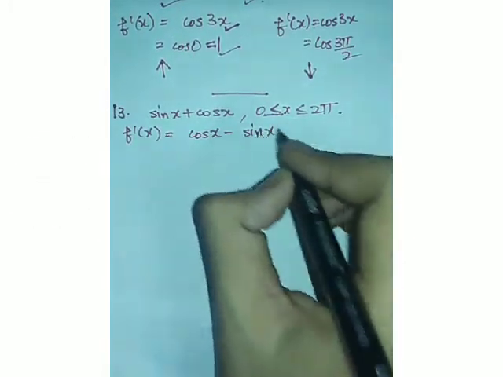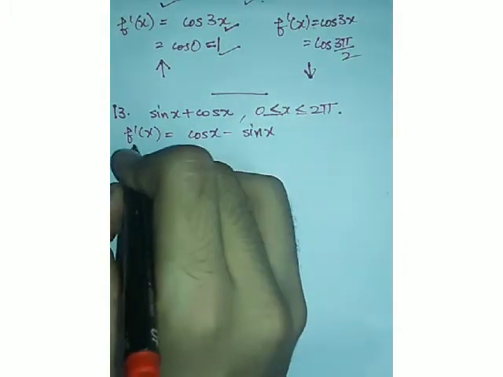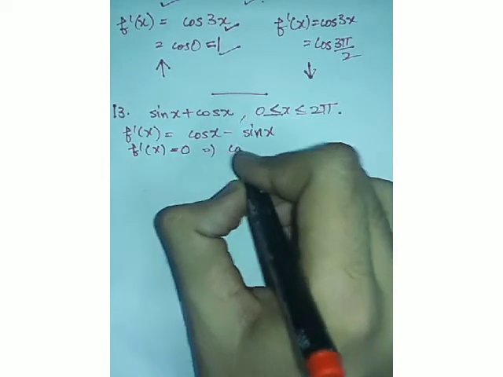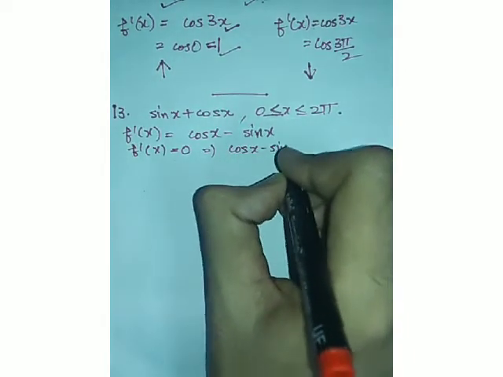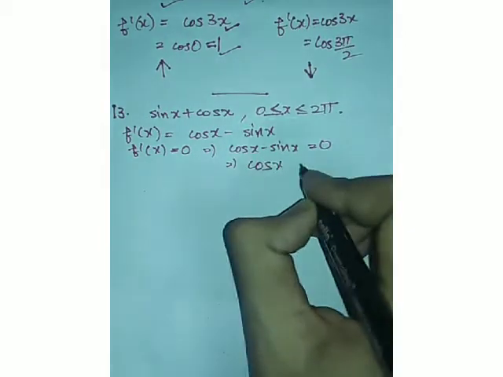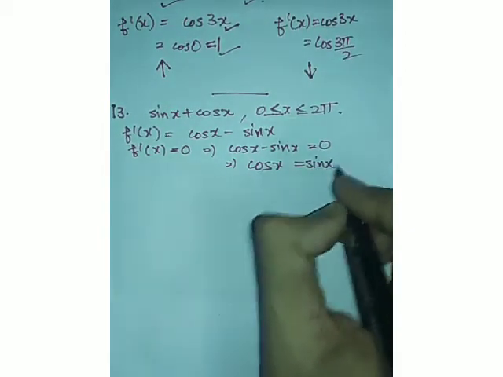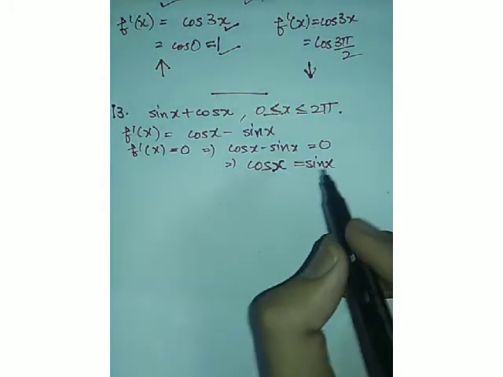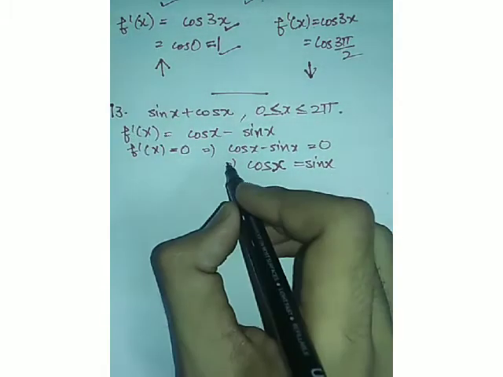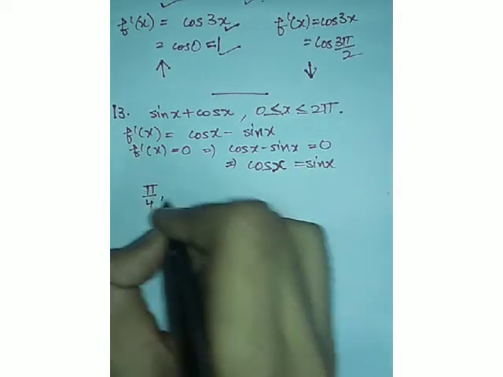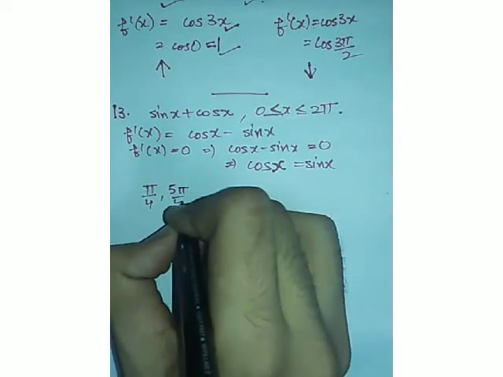Now to find intervals and values of x, what we do? f dash x is equal to 0. This implies cos x minus sin x equals 0, which implies cos x equals sin x. Now we have to find those values of x, those angles at which cos and sin are equal. So those two angles are, first is pi by 4 obviously, and second one is 5 pi by 4.